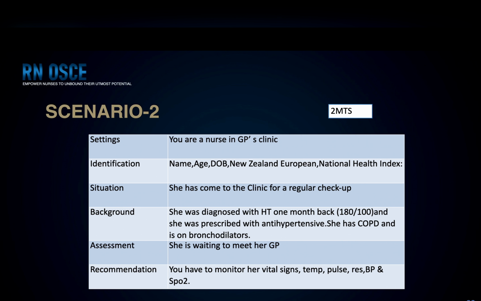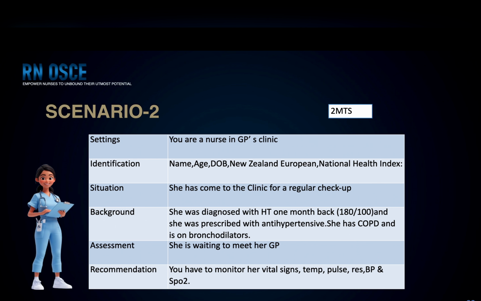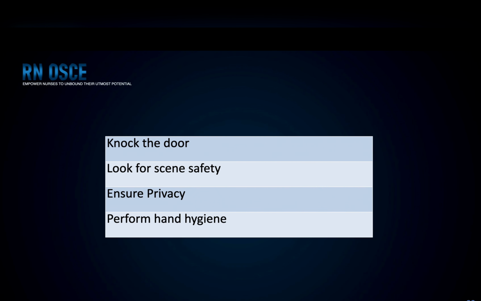The patient situation is she has come to the clinic for a regular checkup. Her background history revealed she was diagnosed with hypertension 1 month back and was on antihypertensive, and she has COPD and is on bronchodilators, and she is waiting to meet her GP. Our task is you have to monitor her vital signs: temperature, pulse, respiration, BP and saturation level. Your countdown begins for 8 minutes with a warning bell at 6 minutes.